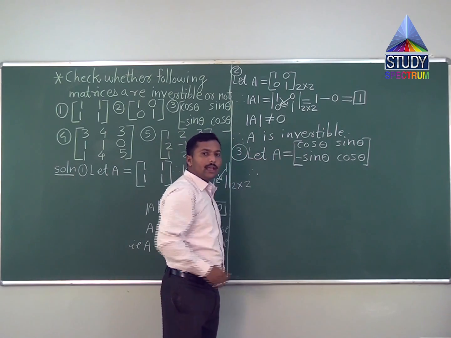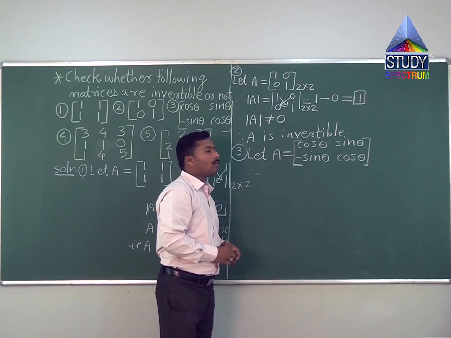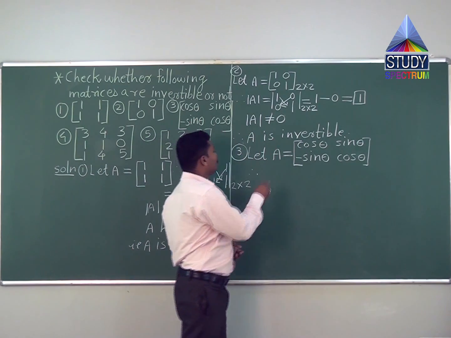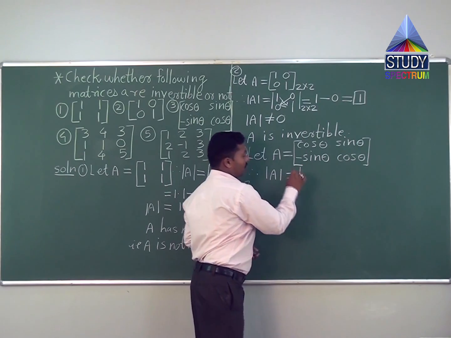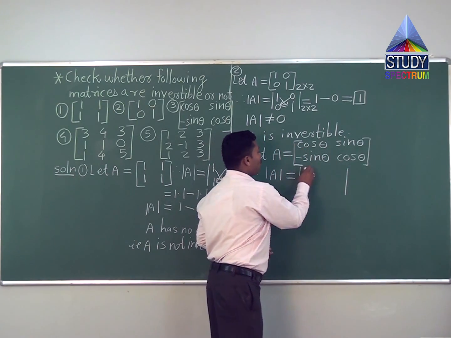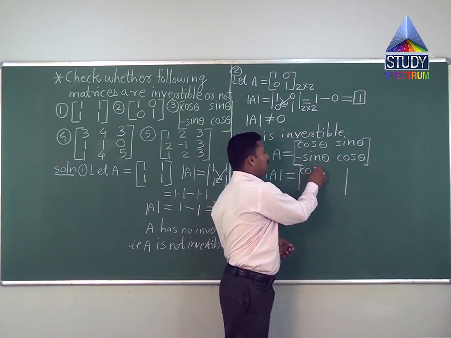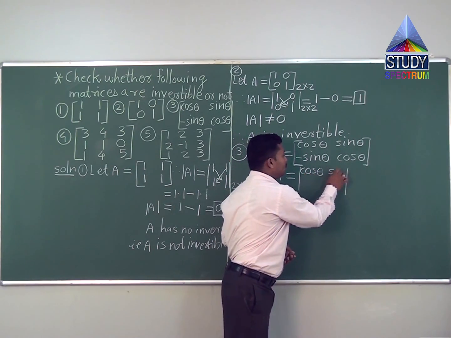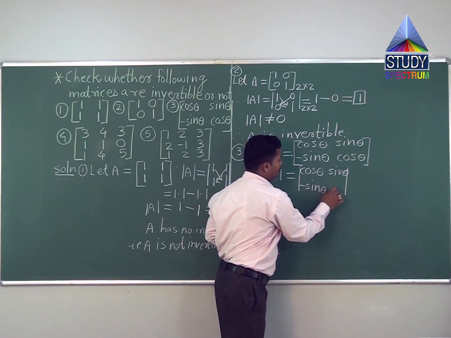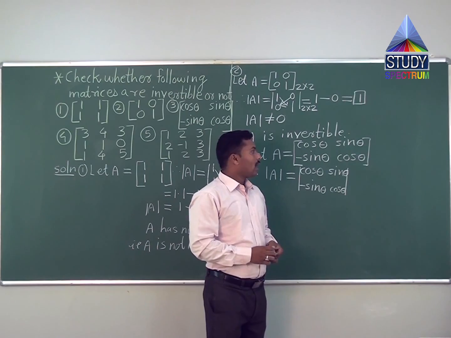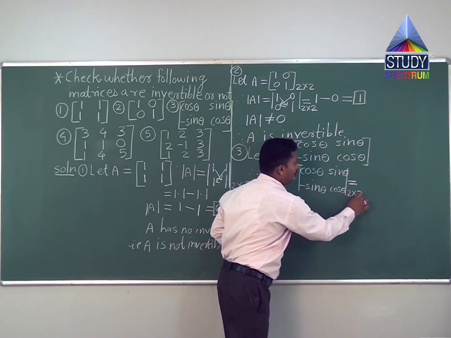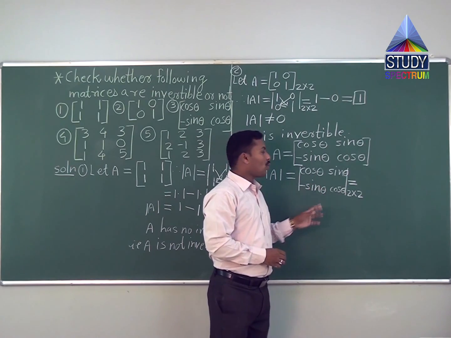And we find again the determinant of this matrix for checking the invertibility of this matrix. So determinant A equals, again, all numbers of the matrix in determinant notation. First row cos theta, sin theta, second row minus sin theta, cos theta, and we solve this the same way, because this is again a second order determinant, two rows and two columns.